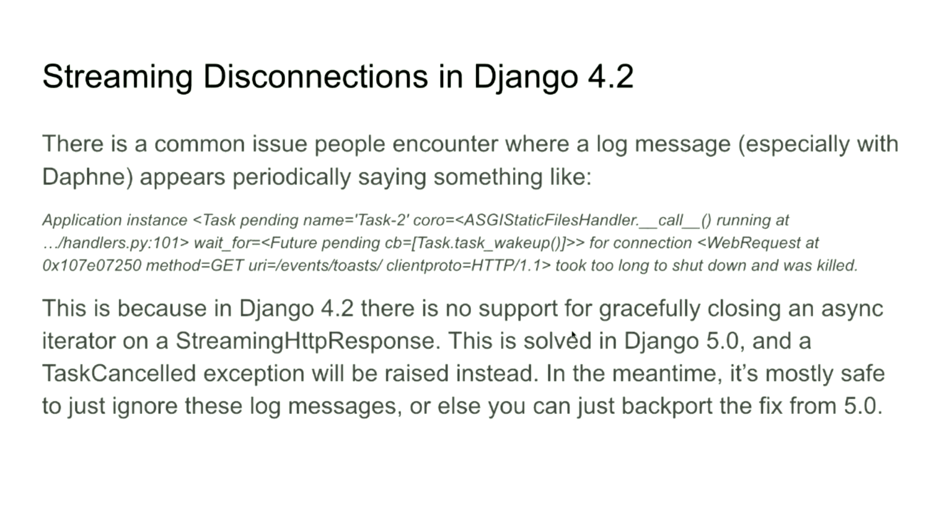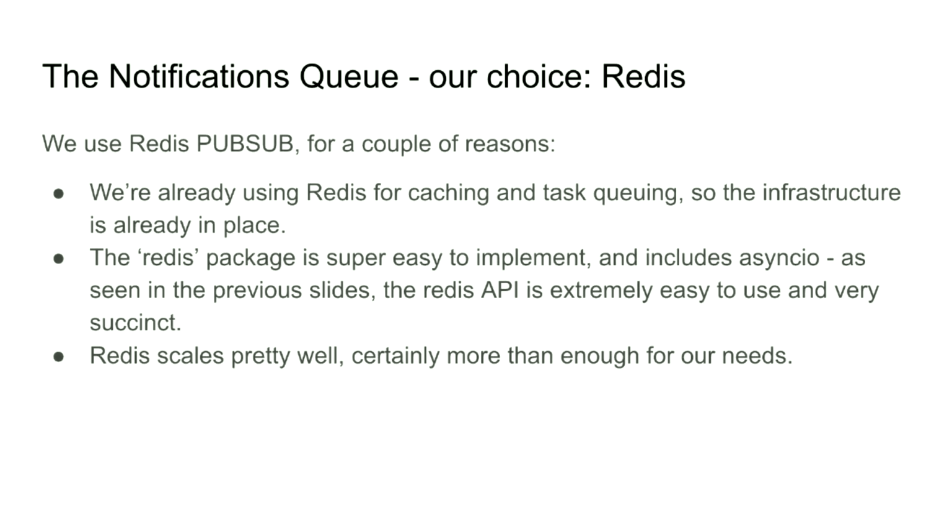And a couple of other small side notes. We use Redis for this. The reason we use Redis was because we already have caching and task queuing in Redis, so it just made sense to use Redis as well. The Redis package is amazingly simple to use. The latest Redis version has async I/O built in, so you don't even need a separate package for it anymore. You used to need aioredis or something like that. So it's now very, very easy to use, and I've been very happy with that.